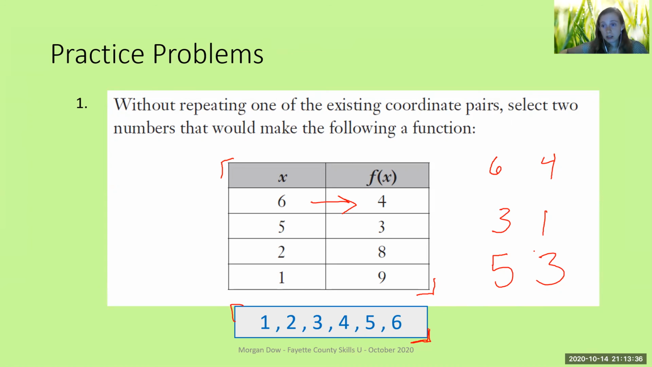If you have an answer written down and you're not sure whether or not it's correct, you can always send me a message and I will talk about it with you.